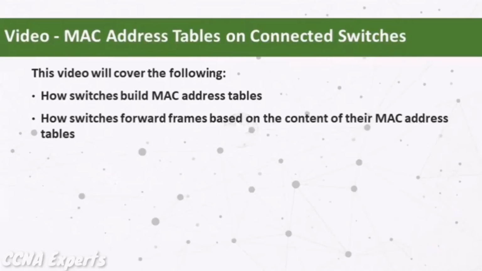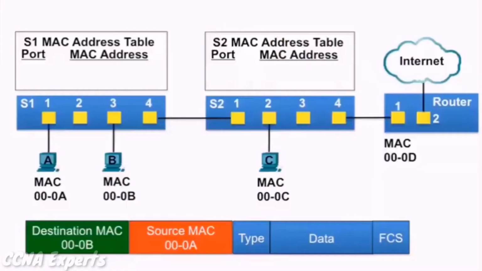In this video, PCA is going to send an Ethernet frame to PCB, and PCB is going to send an Ethernet frame to PCA. We're going to examine how switches S1 and S2 build their MAC address tables, and also how they forward frames based on the information in those MAC address tables.